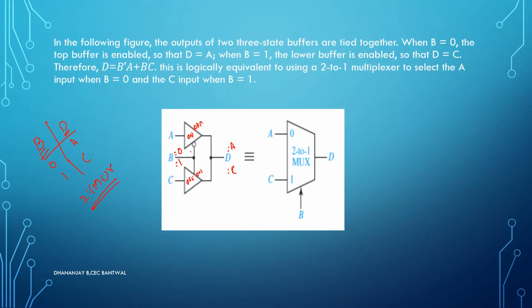So when you tie two tri-state buffers together, you can rig it up as a multiplexer also. It is one of the applications which you probably need to remember, but as my topic roots deeply into multiplexers, they may not be asking you a lot of questions regarding the tri-state buffer. Thank you.